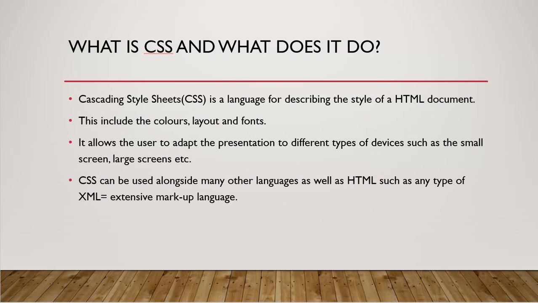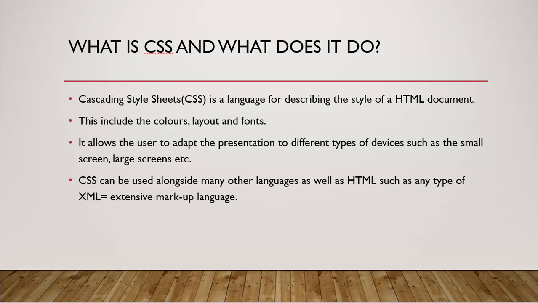Cascading Style Sheets is a language for describing the style of an HTML document. This can include the colors, layouts, fonts, and many others. It allows the user to adapt the presentation to different types of devices, such as small screens, large screens, etc.